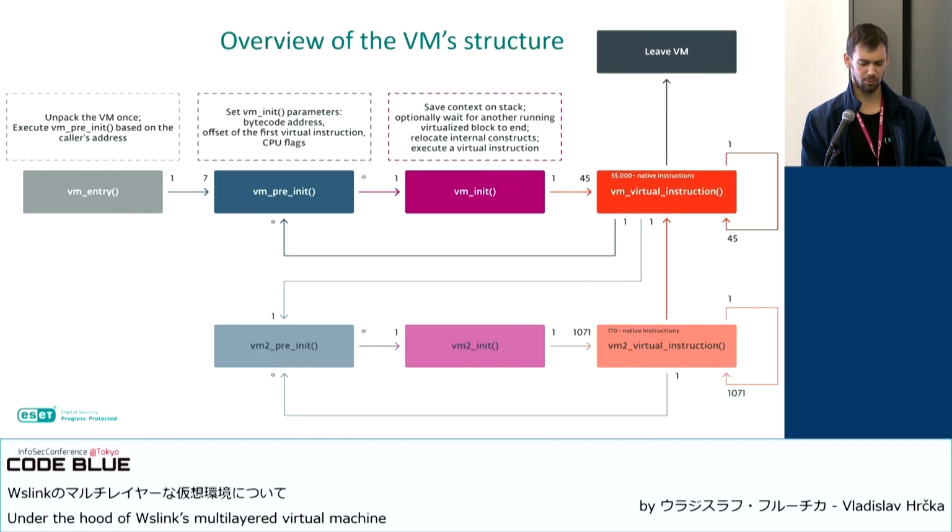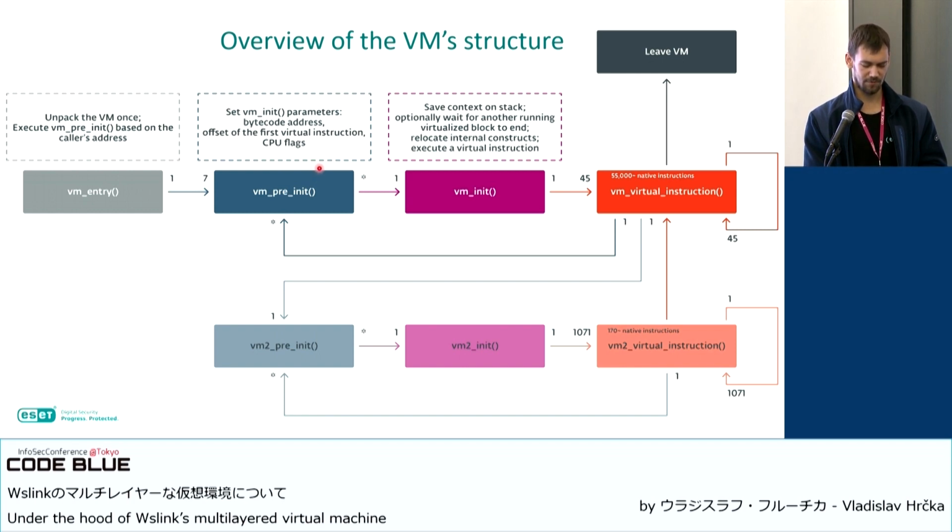Now let's get back to the VM entry. So what's going on after that? Basically, there are 7 VM pre-init entry functions, and they are called from VM entry, and they are chosen based on the caller's address. They are supposed to choose the bytecode address that is going to be interpreted, the offset of the first virtual instruction that is supposed to be executed, and store CPU flags.